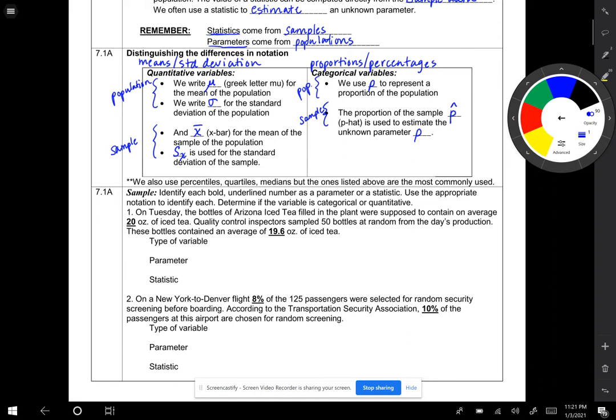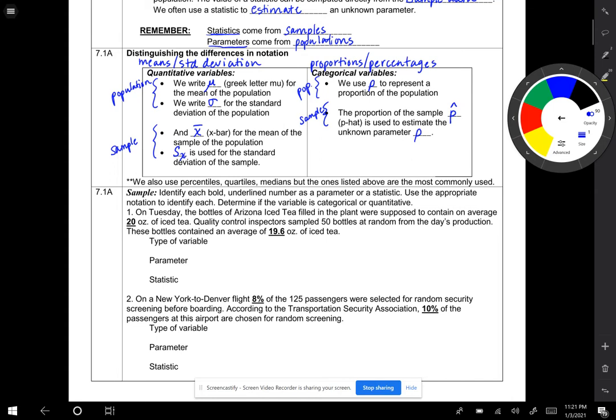Identify each bold underlined number as a parameter or a statistic. Use the appropriate notation to identify each. Determine if the variable is categorical or quantitative. Number 1. On Tuesday, the bottles of Arizona iced tea filled in the plant were supposed to contain, on average, 20 ounces of iced tea. Quality control inspectors sampled 50 bottles at random from the day's production. These bottles contained an average of 19.6 ounces of iced tea.